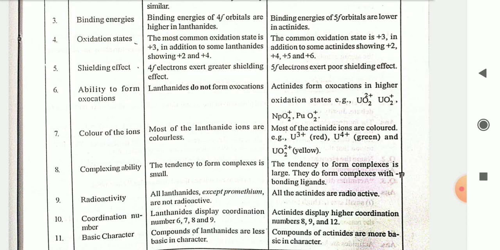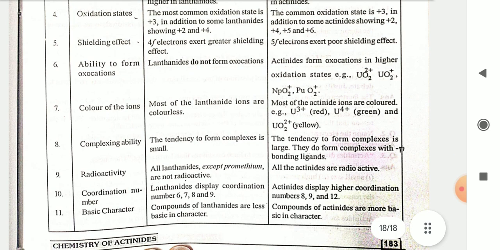Eighth, complexing ability. In lanthanides, the tendency to form complexes is small. In actinides, the tendency to form complexes is large. Lanthanides do not complex with pi bonding ligands. Ninth, radioactivity. All lanthanides except promethium are not radioactive. All the actinides are radioactive. Tenth, coordination number. Lanthanides display coordination numbers 6, 7, 8, 9. Actinides display higher coordination numbers 8, 9, 12. Eleventh, basic nature. Compounds of lanthanides are less basic in nature. Compounds of actinides are more basic in nature.